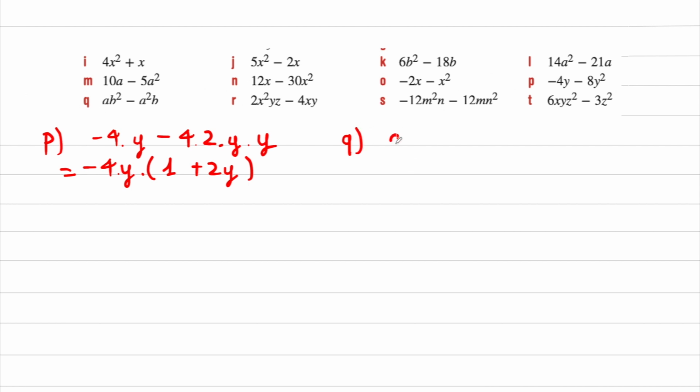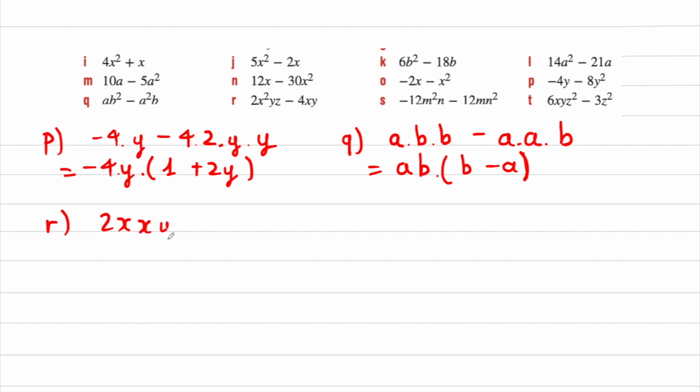Question Q, a b squared, a b b, a squared b, a b, and ab will be the common factor. Inside the bracket, you got b minus a. Question R, 2hyz minus 2hy. So 2hy will be outside the bracket, the common factor. h and z here, minus 2y will be the new one inside the bracket.